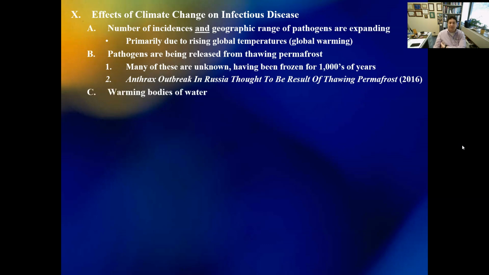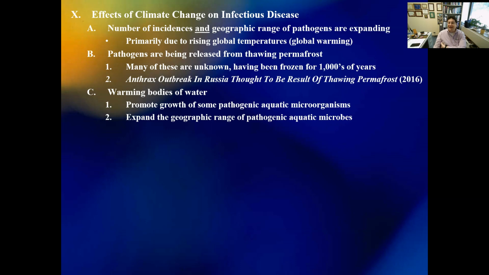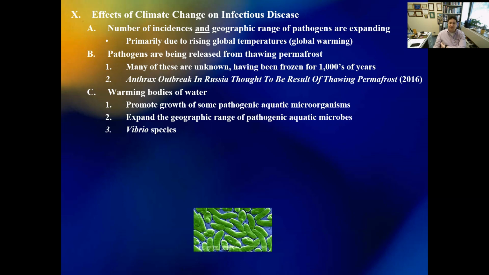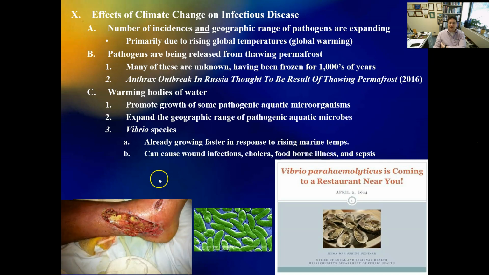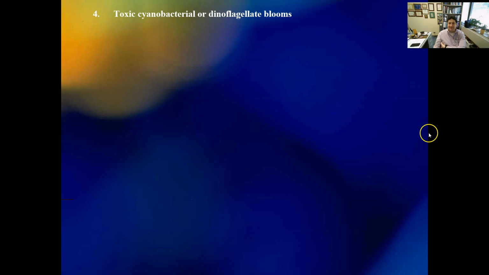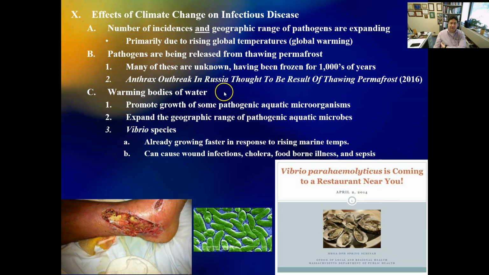Warming bodies of water play into this because they promote the growth of pathogenic aquatic microbes. And it expands the range of where these pathogenic aquatic microbes are found. A good example is Vibrio species. Now, Vibrio cholerae causes cholera. They're already growing faster in response to rising marine temperatures, and can cause significant medical issues: wound infections, cholera, foodborne illness, even sepsis. Okay?